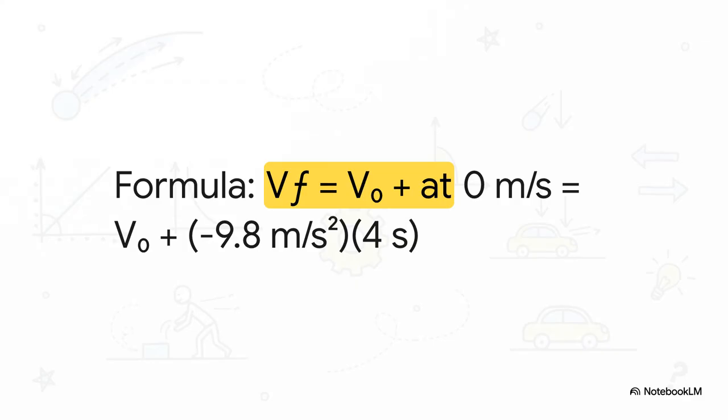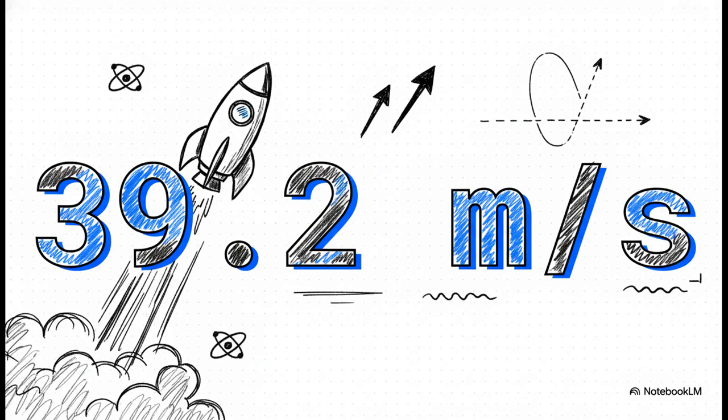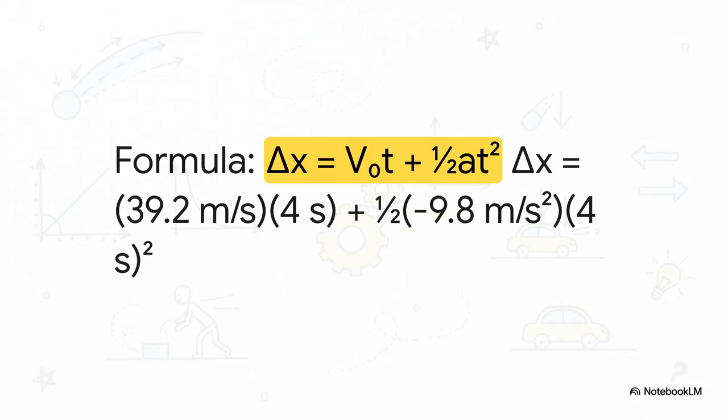Okay, now we can pick our tool. We need a formula that connects final velocity, initial velocity, acceleration, and time. And this one is perfect. We just plug in the numbers we know, 0 for final velocity, negative 9.8 for acceleration, and 4 seconds for time. The only thing left to solve for is v0. After a little bit of simple algebra, boom! We've got our answer. The initial velocity of that rocket was 39.2 meters per second. Part A? Check.